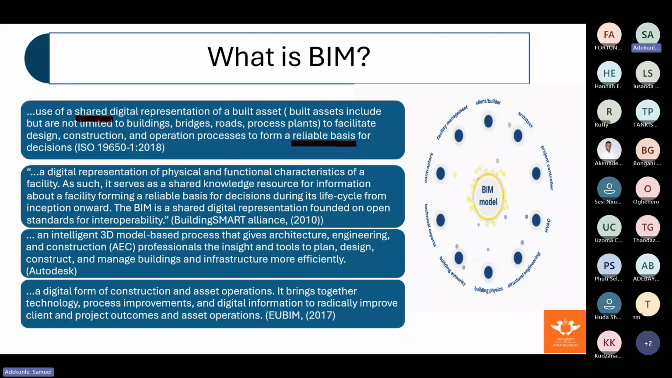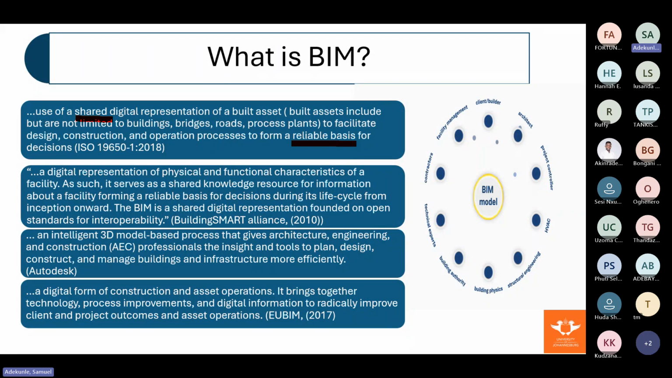The other part will be, it brings together technology, process improvement, and digital information to radically improve client and project outcomes and asset operations. These are before now challenges in the construction industry, and BIM is providing a solution to them in terms of project outcomes, client satisfaction.